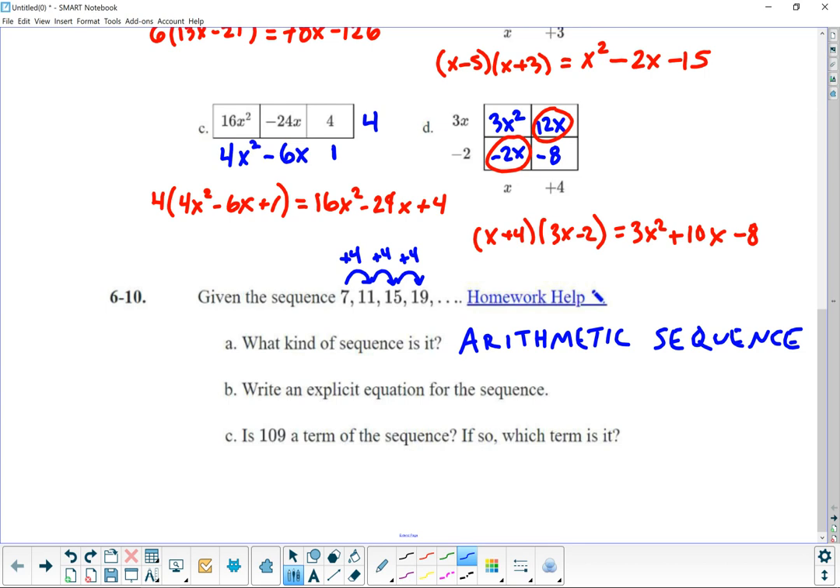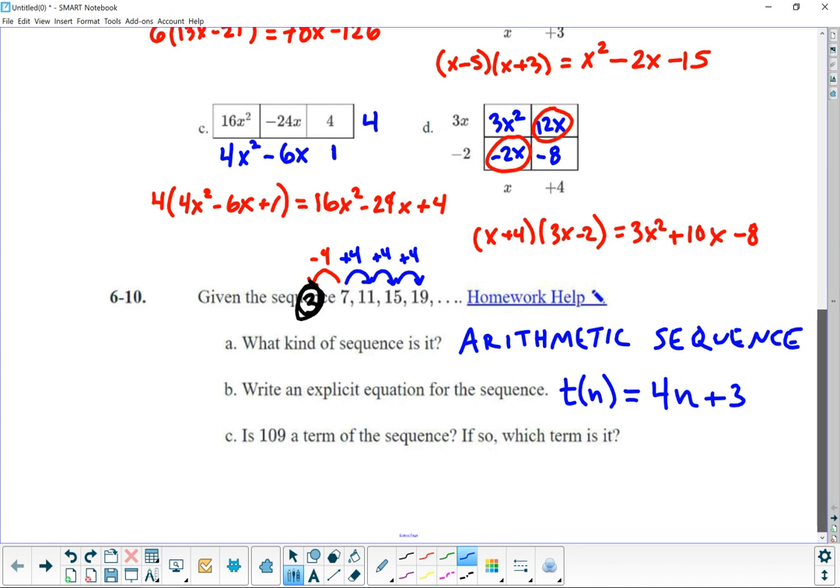Okay, write an explicit equation for the sequence. An explicit equation just looks like this. You can call it y equals, or you can call it t of n. I will write it as t of n equals. Since we know that it's a pattern of 4, it's going to be 4n, and then to figure out the last part, we have to figure out the zero term. So we go backwards and go minus 4. So the zero term is going to be 3 at the beginning. So it's going to be 4n plus 3, and that is our explicit equation.